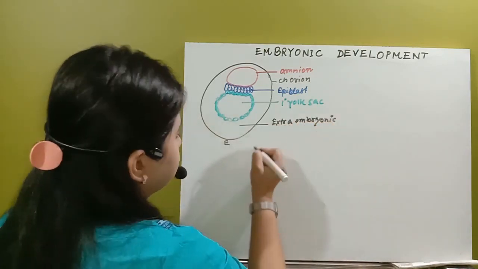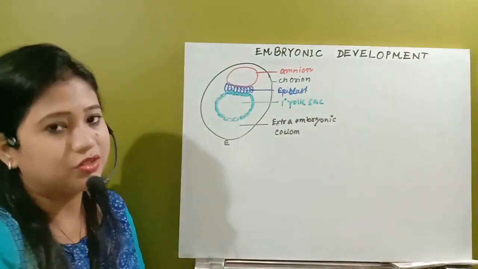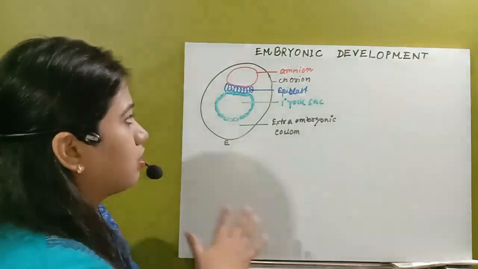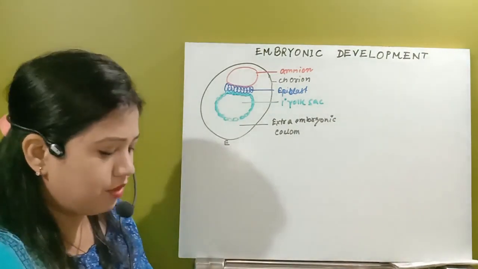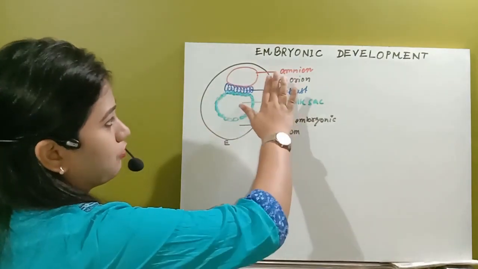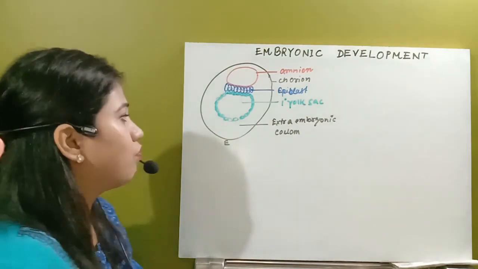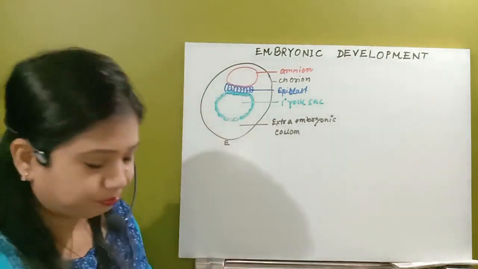These are known as the extra embryonic coelom. So here these are the changes that will happen in this stage. Now just see what happens next. Now I will draw only these cells. Forget about this chorion and amnion. Let's just see what is happening here.